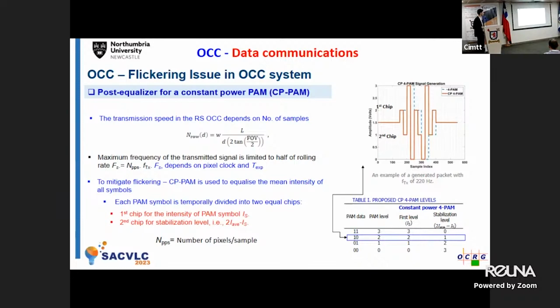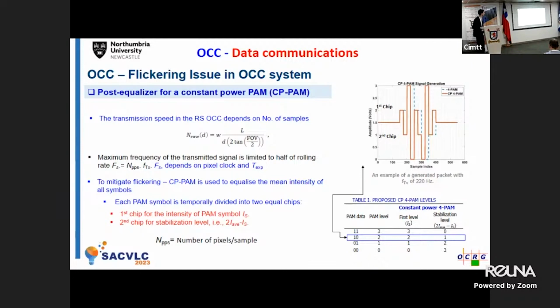So we divide the symbol into 2 chips. Using PAM modulation in this specific case, if you have a symbol with an intensity of 3, then you add another level of stabilization to get 0. If you have 2, you have 2 chips that compensate for each other. So you divide it, and you change the way of looking at that symbol in order to have an equalized power in each symbol.